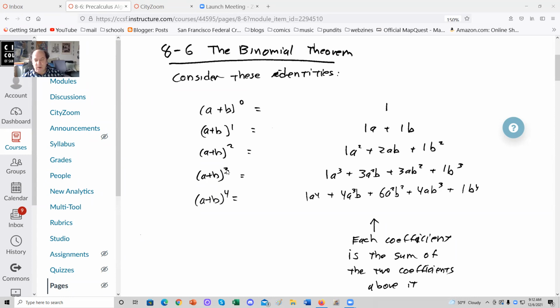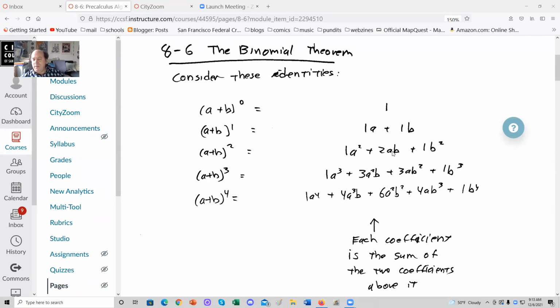Now, if you work it out, the third power is 1a cubed plus 3a squared b plus 3ab squared plus 1b cubed. The fourth power is 1a to the fourth plus 4a cubed b plus 6a squared b squared plus 4ab cubed plus 1b to the fourth. It's fairly obvious what the powers are doing: 4, 0, 3, 1, 2, 2, 1, 3, 0, 4, and so on. It's descending order.